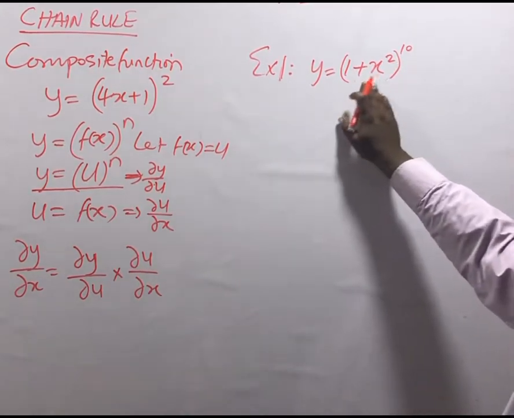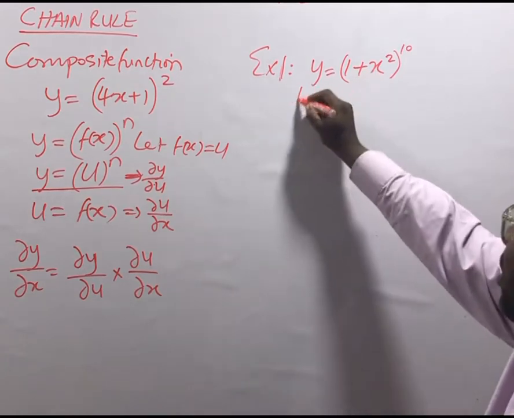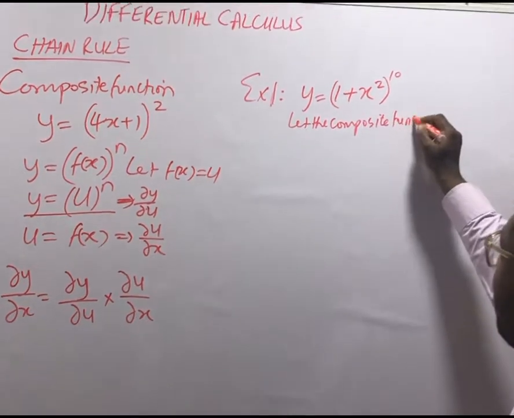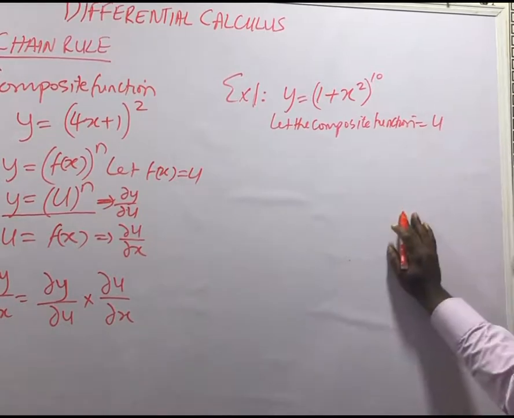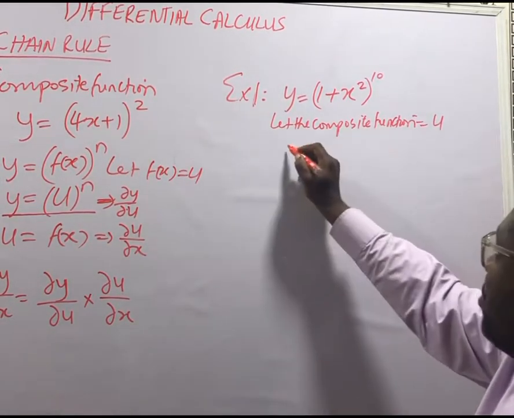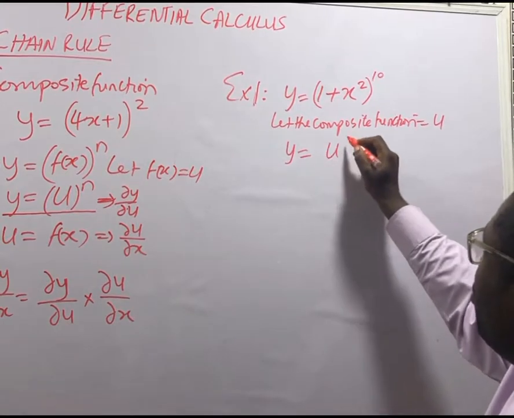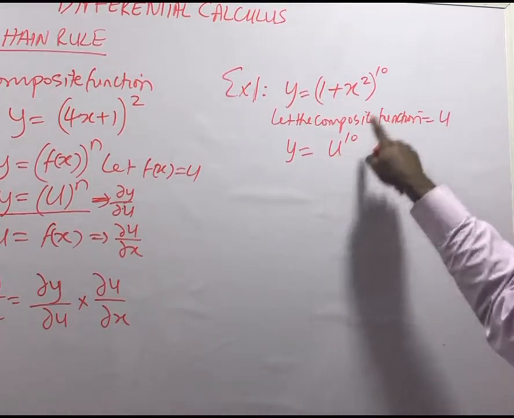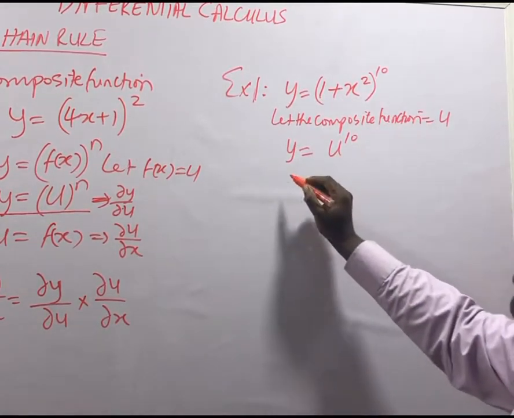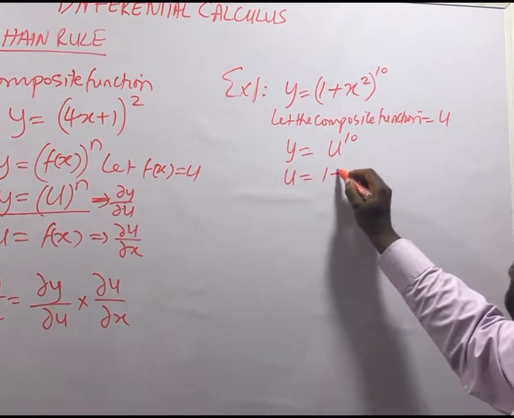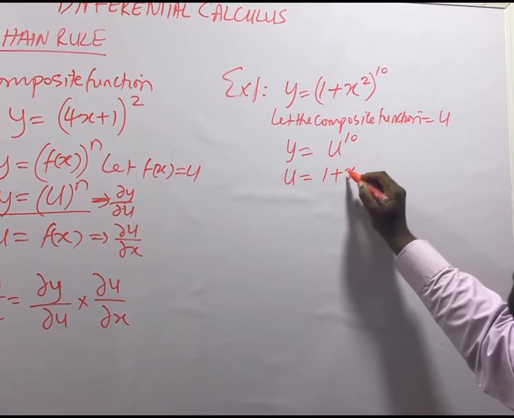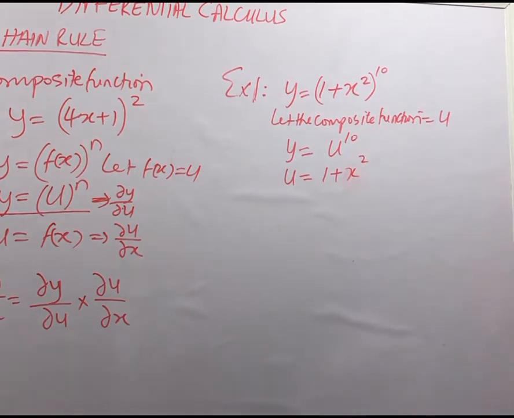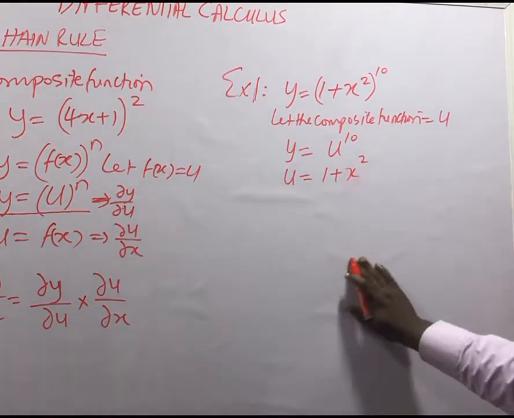So let's represent whatever is in here by u. So let the composite function be u, so that we can rewrite this as y is equal to u raised to the power 10. Can you see that? So instead of having this, it's u raised to the power 10, and we know that u is equal to 1 plus x raised to power 2. Okay, so now we need to differentiate both of them.